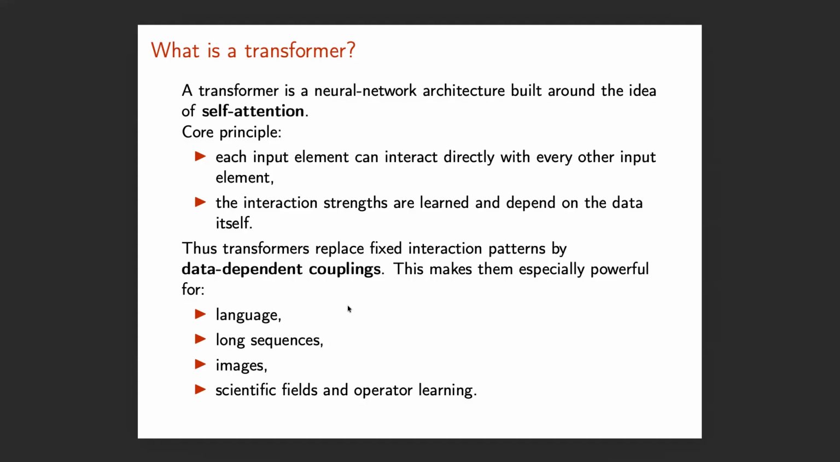For somebody who is interested in understanding the natural forces, this is very interesting. Now, after the break, I'm going to show you an example of how you can use transformers to solve differential equations. That's also one type of application which can be relevant for project number 2. Since you have these data-dependent couplings, it's pretty interesting for languages, long sequences, and images, and especially also scientific fields and operator learning.